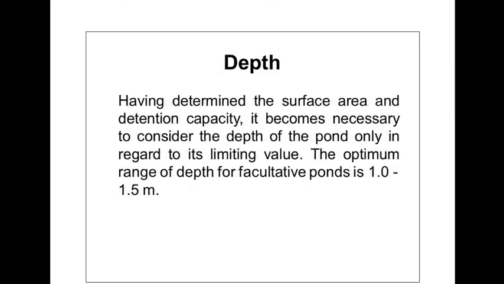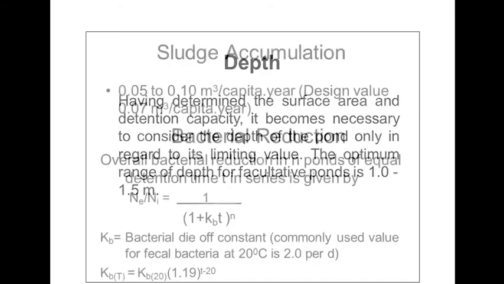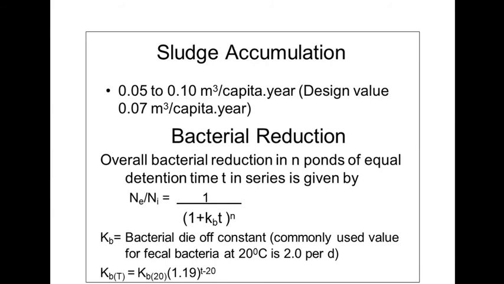Then depth. Having determined the surface area and detention capacity, it becomes necessary to consider the depth of the pond only with regard to its limiting value. The optimum range of depth for a facultative pond varies from 1 meter to 1.5 meters. Sludge accumulation, then bacterial reduction. Overall bacterial reduction in n ponds of equal detention time T in series is given by a formula. By using this formula we can calculate the bacterial reduction.